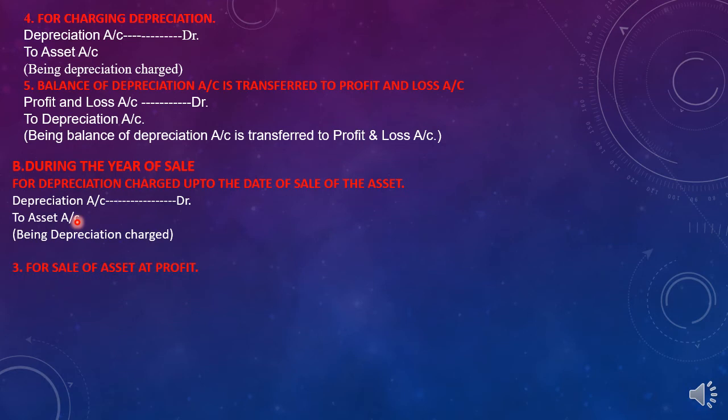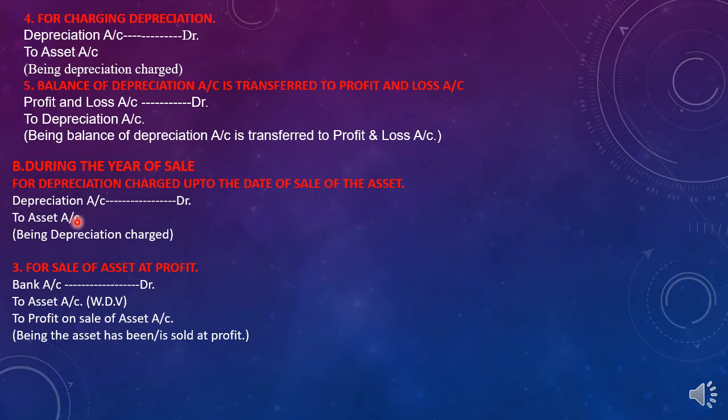As we know, if you sell any asset, you can have a profit or you can have a loss. So if the asset is being sold at a profit, then the entry will be bank account debit to asset account, because cash is coming into your account, or you can write cash and bank account debit. And then asset account, asset is going out from the business, and again it is a profit while selling the asset, so it will be recorded on the credit side. So profit on sale of the asset account credit. Again the narration will be: being the asset has been sold at the profit.